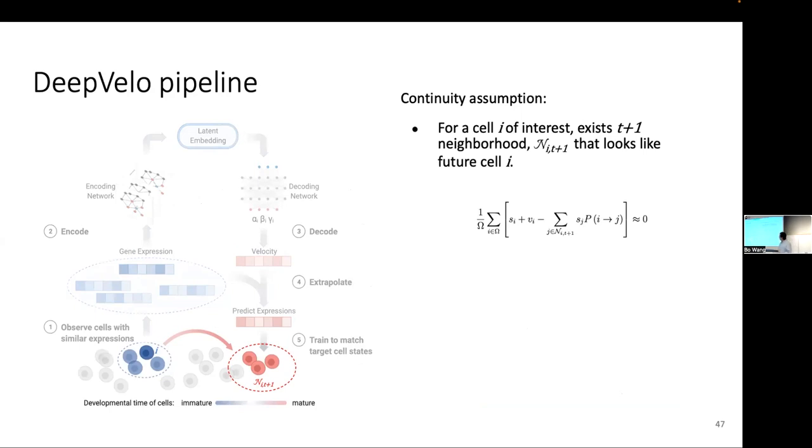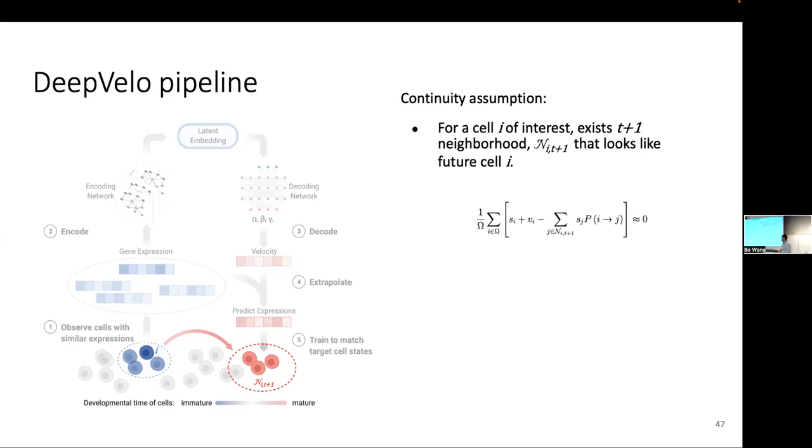The loss function behind DeepVelo is the continuity assumption, in which for every cell, you have an expression. And if we know the cells in the future state, then the continuity assumption is that if we use the original expression and add the velocity value, then the expression should be similar to the expression in the future state, right? And the assumption is that this future state is defined among your neighbors. So that's the only assumption we have in DeepVelo.